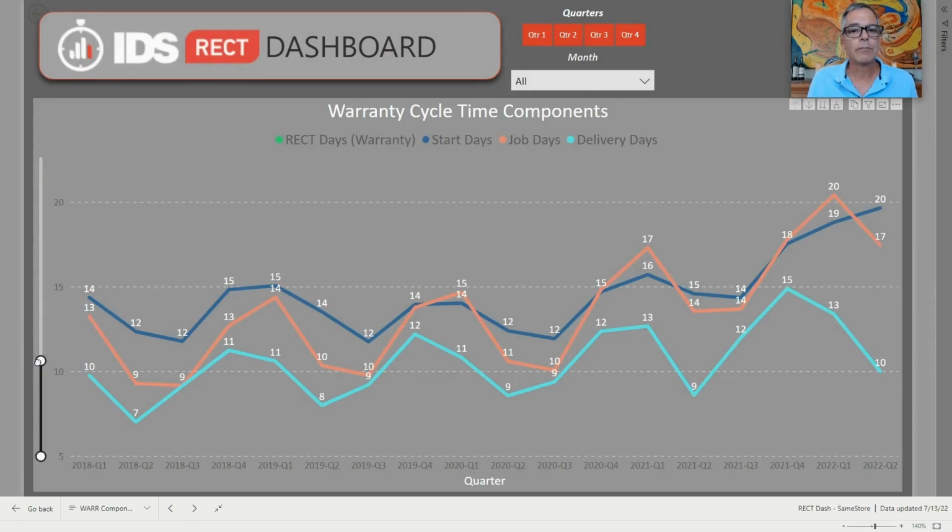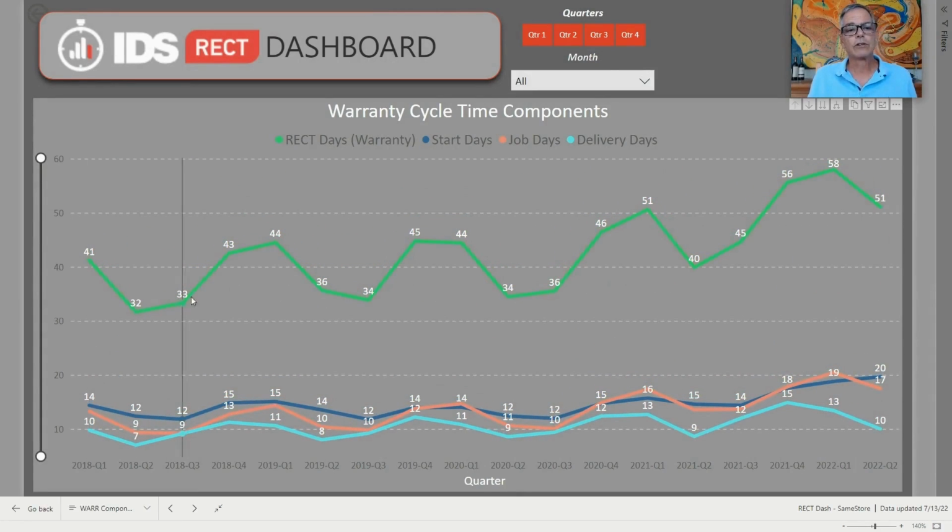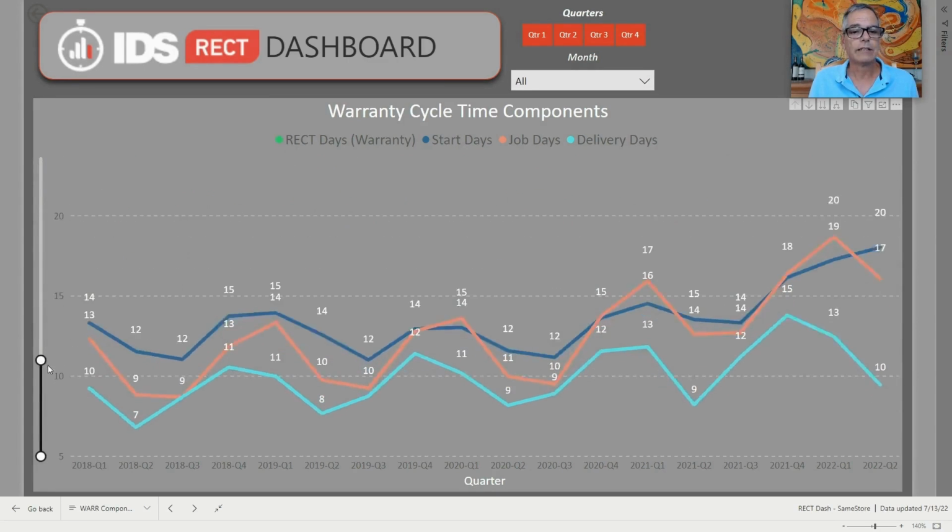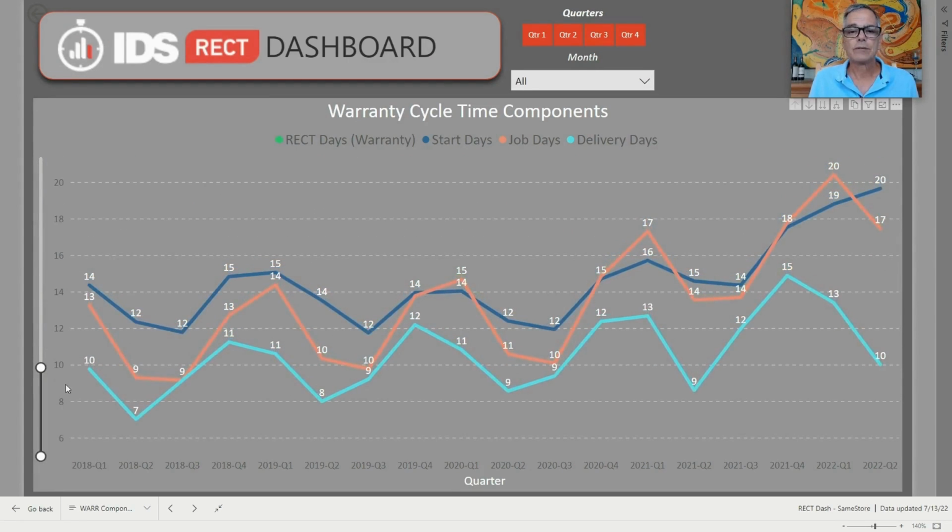When we take a look at repair event cycle time for warranty, the dark green line at the top is the average repair event cycle time for all the work orders that had at least one warranty item. The components down here at the bottom, if we slide this down and get it out of the way a little bit, we can see that we're seeing some increases in these components.